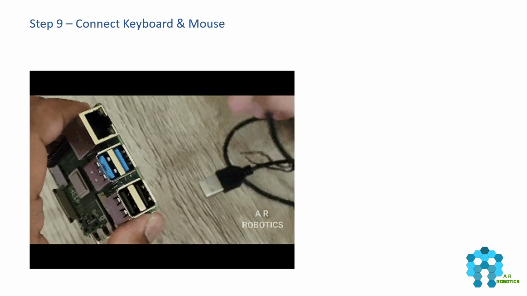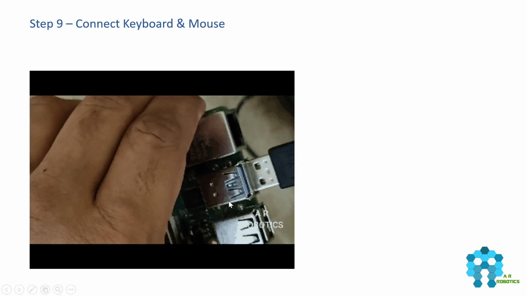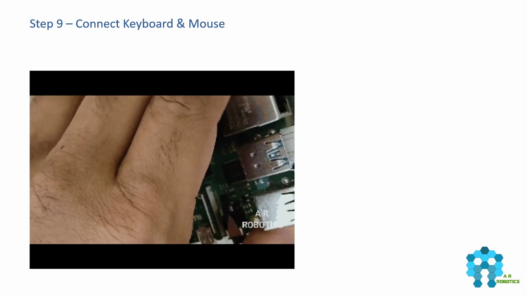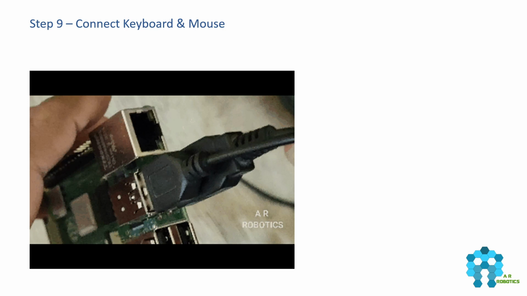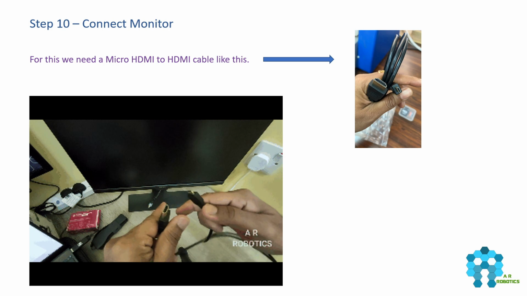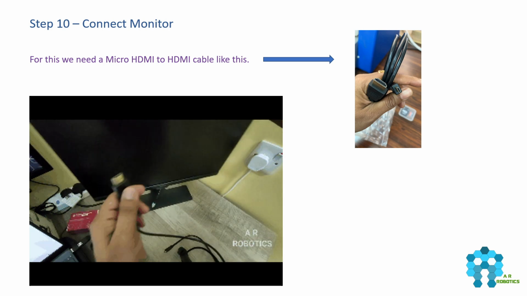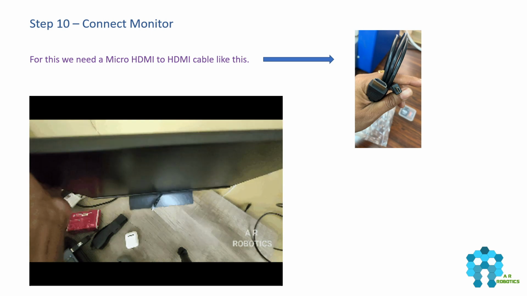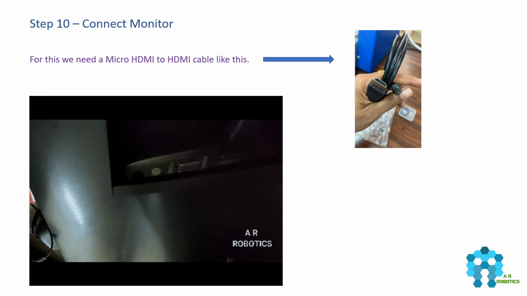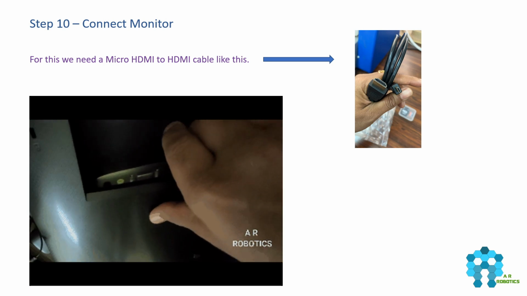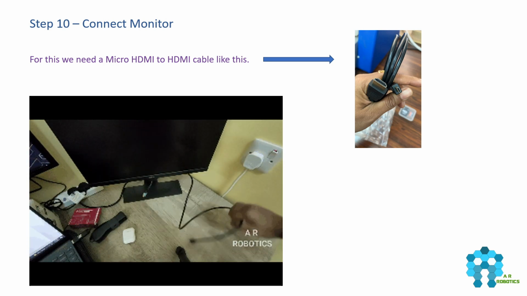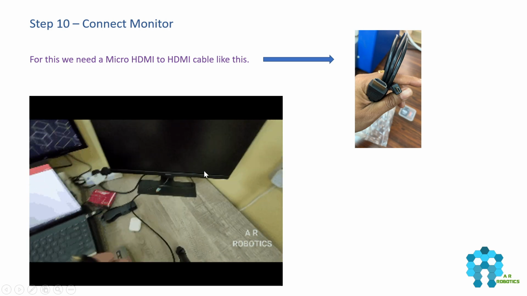After that, in the two USB ports, you can connect a keyboard and a mouse. After that, you need to connect an HDMI cable to the monitor and then to the Raspberry Pi. All those things you can see in detail after downloading this presentation file. One end of the HDMI cable goes to the Raspberry Pi and the other end goes to the monitor.